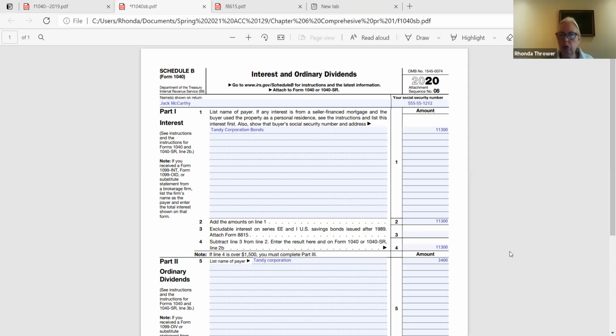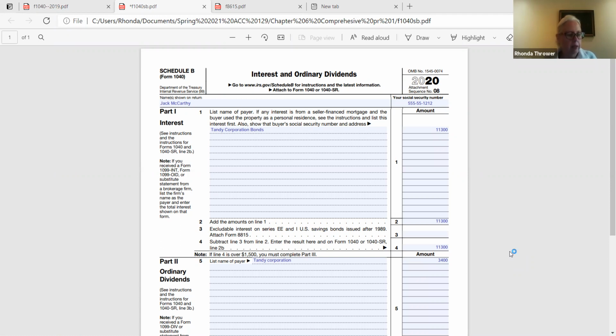And so what I want to do right now is read the problem to you so you'll know where the information is coming from. This again is Comprehensive Problem 1 from Chapter 6. Richard and Christine McCarthy have a 19-year-old son that was born on 10/2/2000. Social Security number is 555-55-1212.